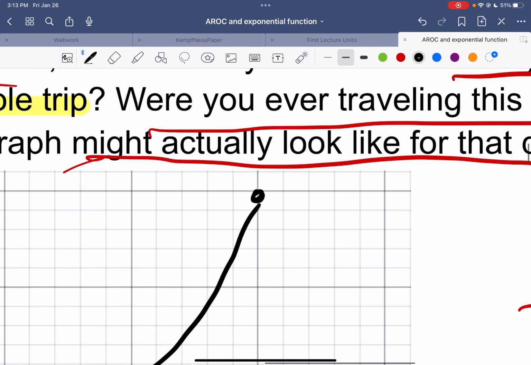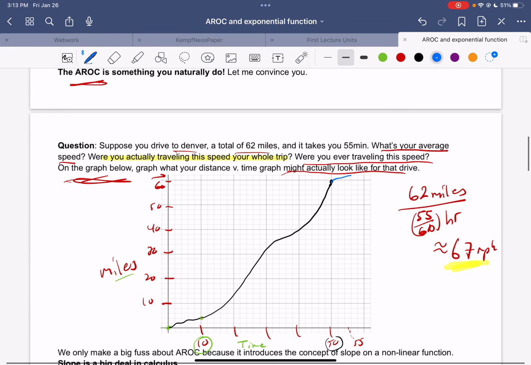Now I get to the final 2 miles. I'm exiting the freeway. So now I slow down and I kind of creep along, and then maybe I come to a stop, okay? Maybe this is what my trip looks like in terms of how far I've traveled and how much time has gone by. So, okay, fine. Notice the average rate of change from start to finish.